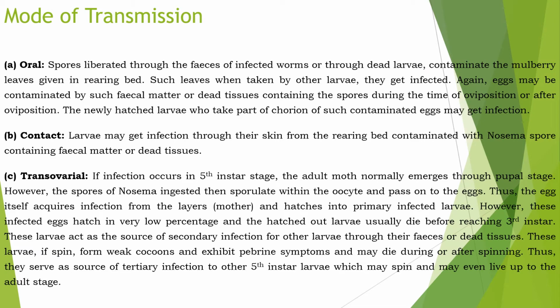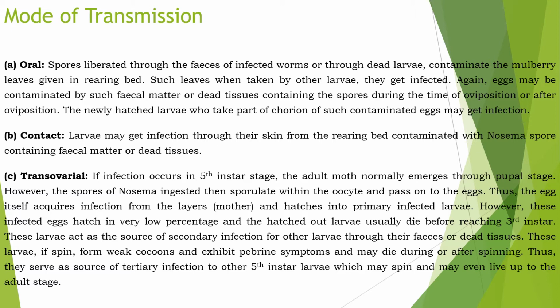Mode of transmission. There are three modes by which the disease could be transmitted. The first route is through oral transmission. In this mode, the spores liberated by the infected larvae contaminate the mulberry leaves in the rearing bed. These leaves, when consumed by other healthy larvae, get contaminated.